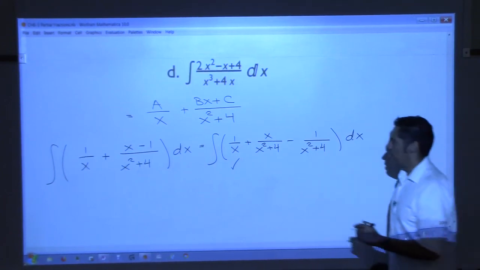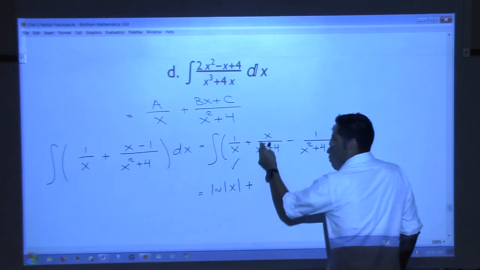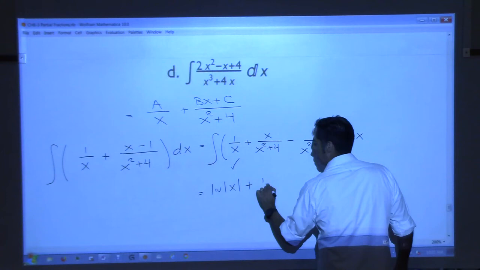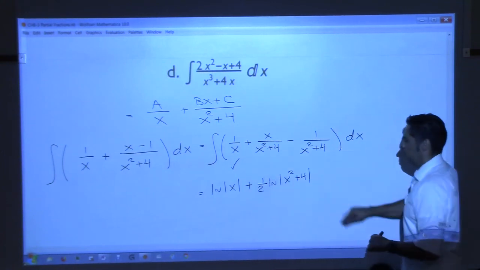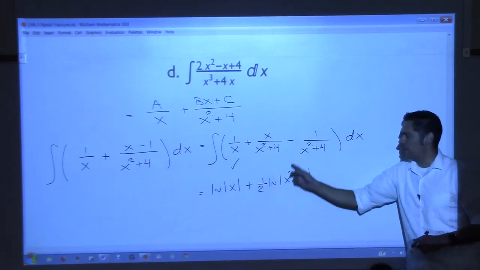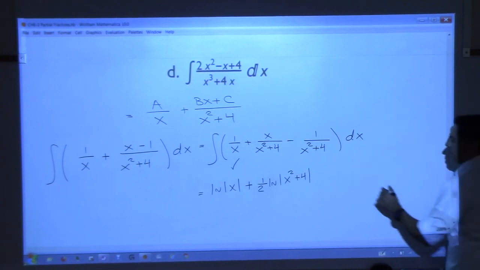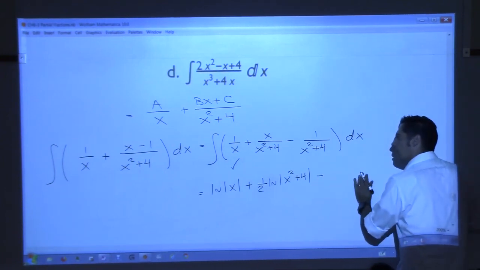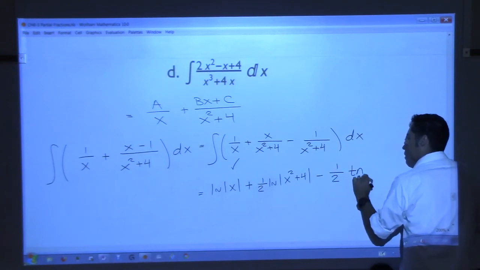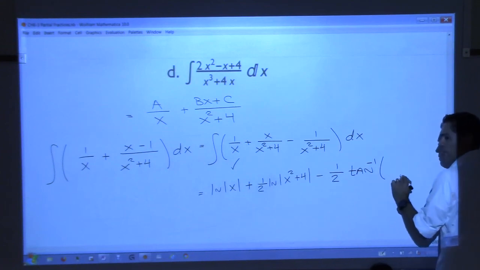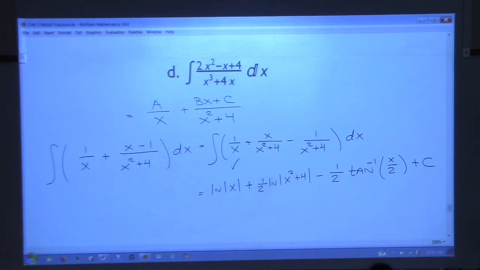So let me write the answer down here. This is natural log absolute value of x plus, once you do the u sub here and get your thing all together, this is what you'll get. You have to scale it by a half because you get a 2x when you take the derivative. And then this one is minus, what is that formula again? 1 over a is 2. Arctangent of x over a plus c. There it is.